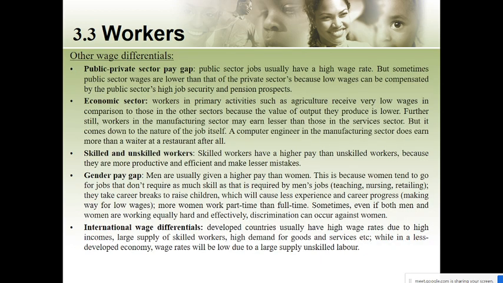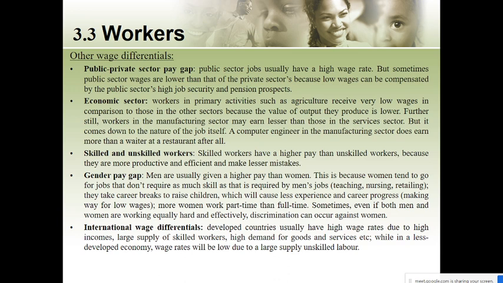What are the other wage differences? Public-private sector pay gap. Public sector jobs usually have a high wage rate. On the other hand, the private sector sometimes has a low wage rate, but sometimes it has a higher wage rate. Economic sector. If you are living in an economy that is at its peak in industrialization, you will be paid high, and if it is based on agriculture, you will be paid less. Skilled and unskilled workers. If you are a skilled worker, you will get higher pay. If you are an unskilled worker, you will be paid less.